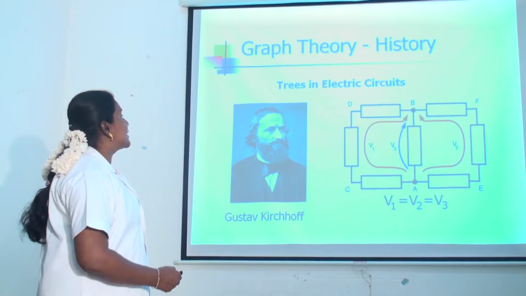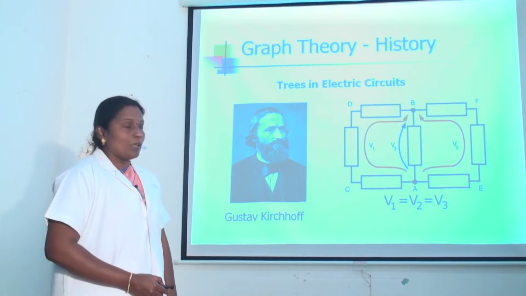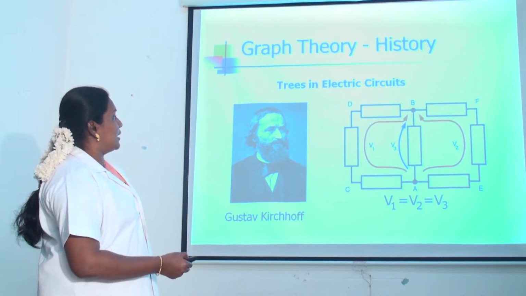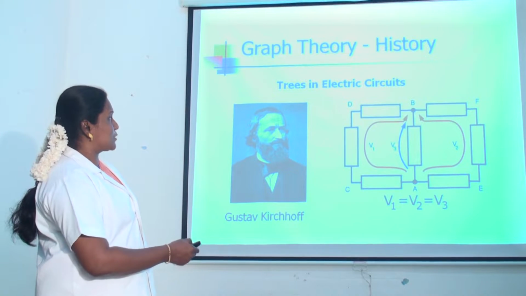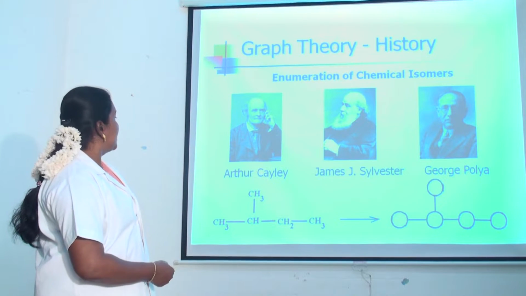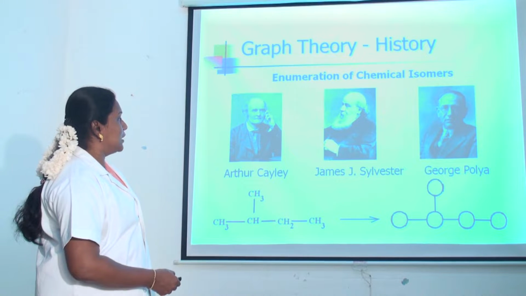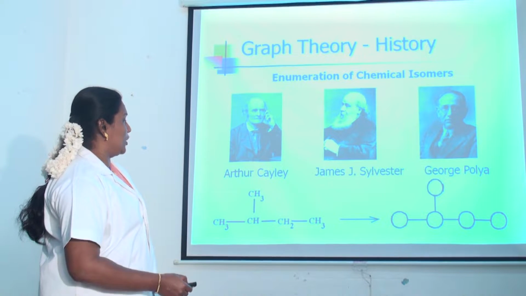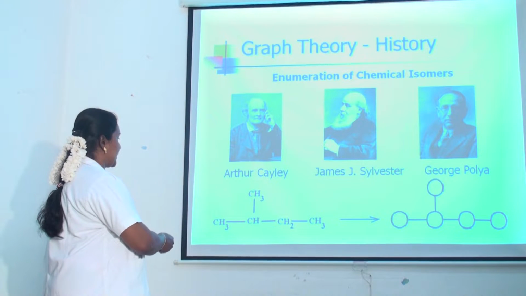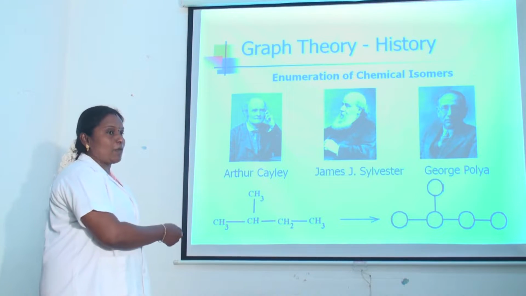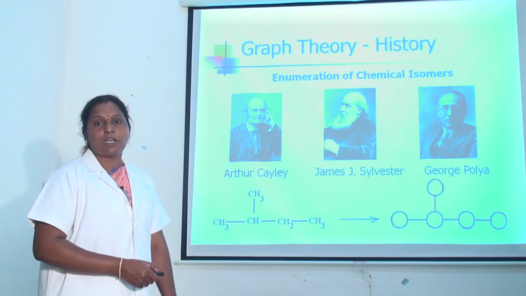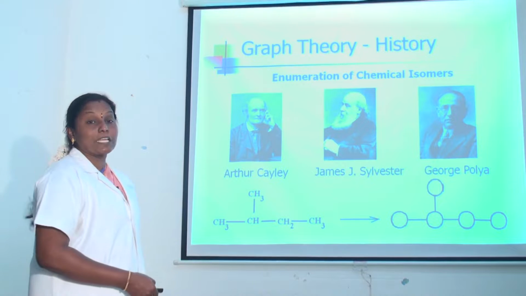Next is trees in electric circuits. Kirchhoff is one of the famous physicists, and trees are one of the main applications there. And the next, chemists: Arthur Cayley and James Sylvester. A chemical reaction, for example CH3, a bond, CH2, CH3, reduces to a graph. It is also one of the main applications of graph theory.